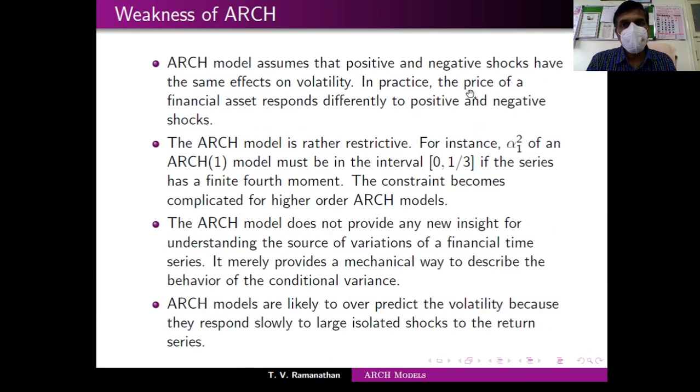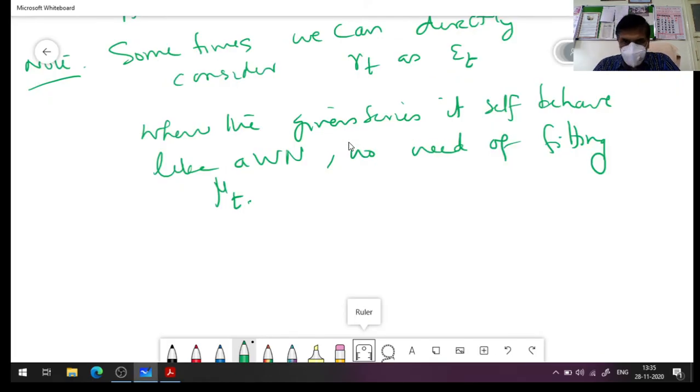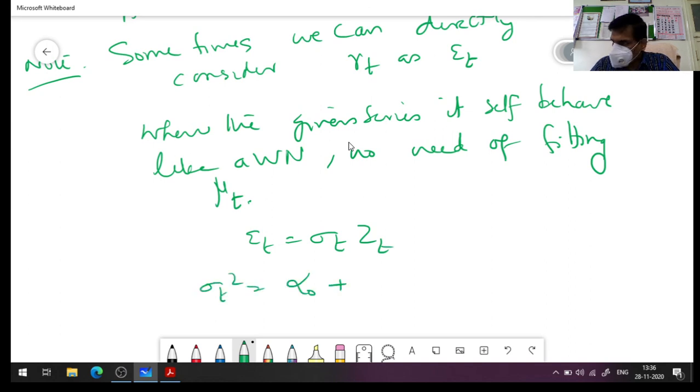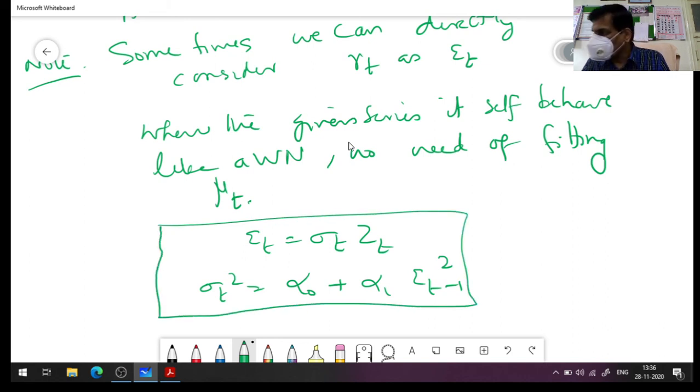So the ARCH model assumes that the positive, and now what are some of the drawbacks of that. For example, the ARCH model is basically, if you look at this, epsilon t is equal to sigma t zt, and sigma t square is alpha naught plus alpha 1 epsilon t minus 1 square. This is what we have actually tried to take.